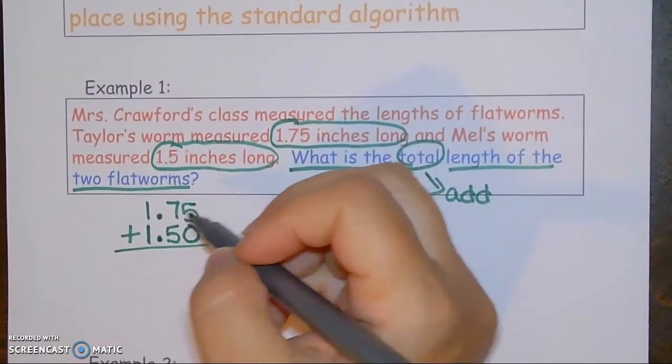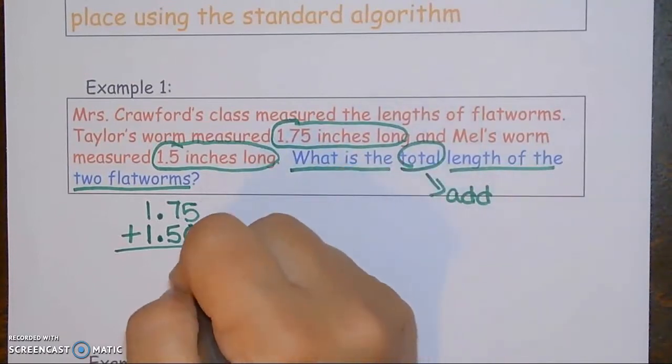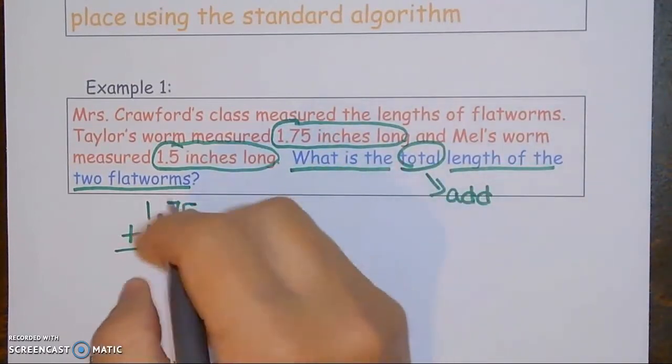All right, so let's go ahead and add. 5 plus 0 is 5. 7 plus 5 is 12.